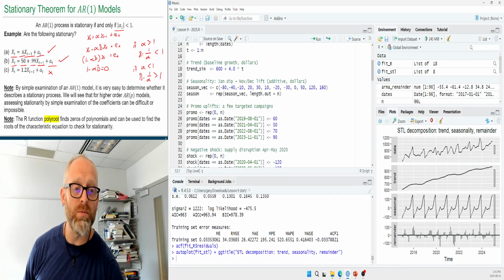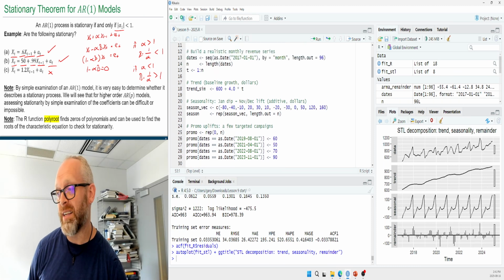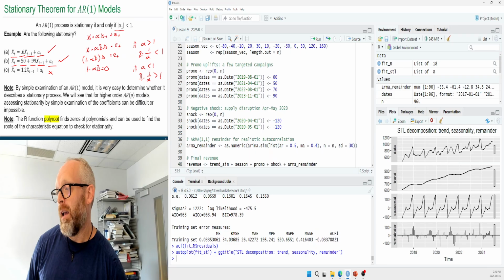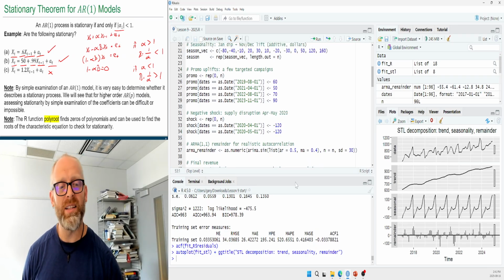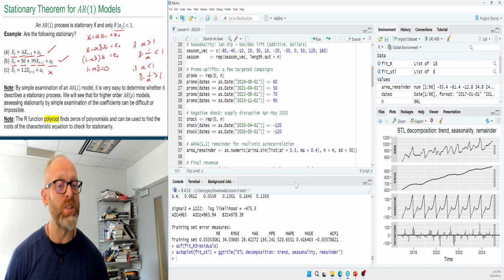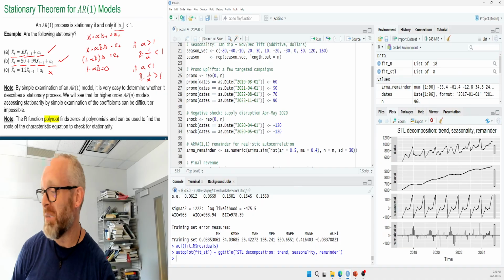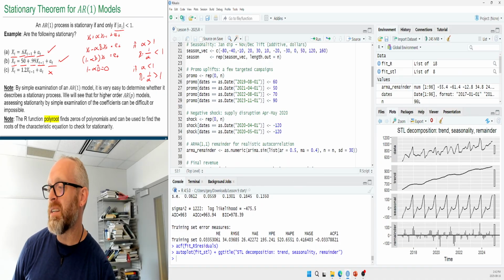Now there were a couple of promos, so we had a couple of months where there was just a big push for things. And then we had a couple of negative shocks, so supply disruptions. I think that was around the COVID time, so it seems reasonable to throw those in for 2 months. And then we wanted to put some memory in here. We didn't really describe this, but we will in a little bit.